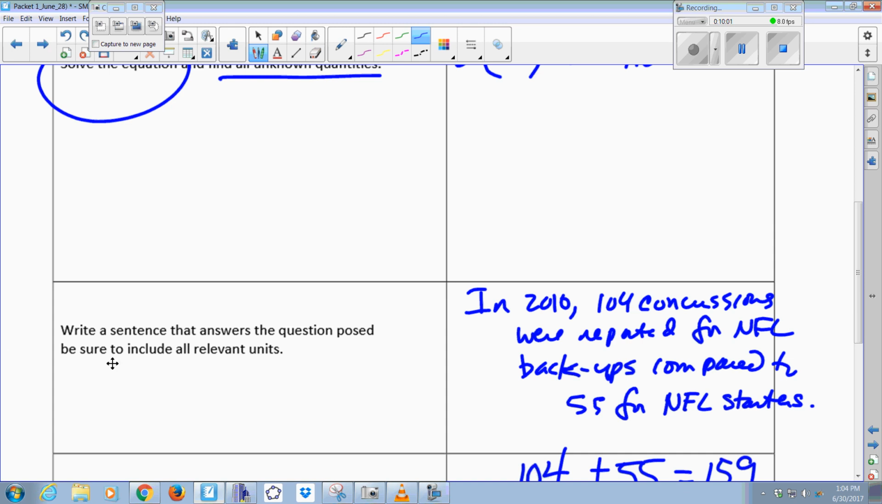Okay. So I hope that helps you to see how we approach solving these story problems. You'll have some more exercises to work with in the class activity.